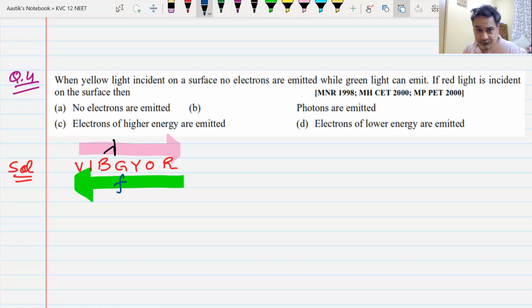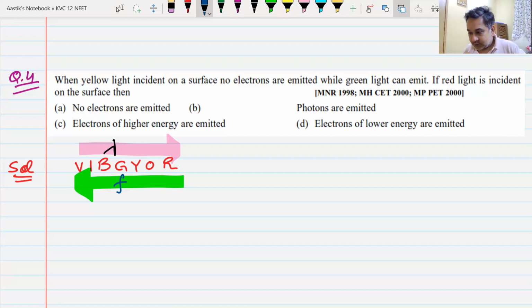Now remember, when we talk about the photoelectric effect, energy is directly proportional to frequency and inversely proportional to wavelength. That means if the wavelength is more, energy is less. If the wavelength is less, energy is more. If frequency is more, energy is more. Frequency is less, energy is less.